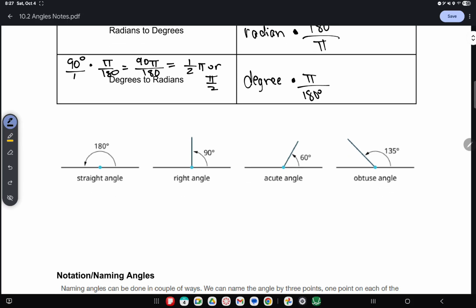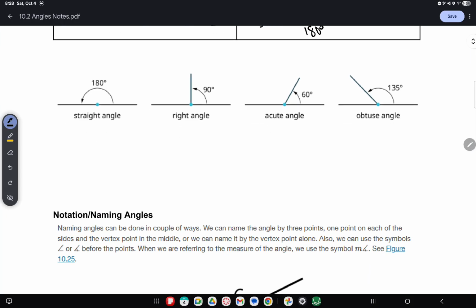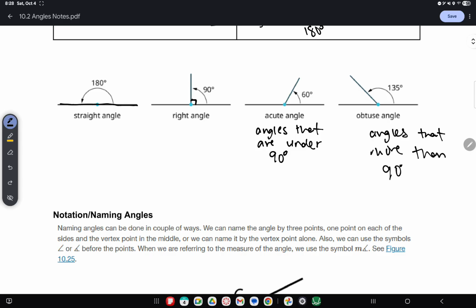We mainly work in degrees, so let's just focus on degrees. We have a couple different types of angles. A straight angle is an angle that measures 180 degrees. It makes a straight line. A right angle measures 90 degrees, and usually it's denoted with a little square symbol. An acute angle is an angle under 90 degrees, and obtuse angles are angles that are more than 90 degrees. Really, acute is between 0 and 90, and obtuse is between 90 and 180.